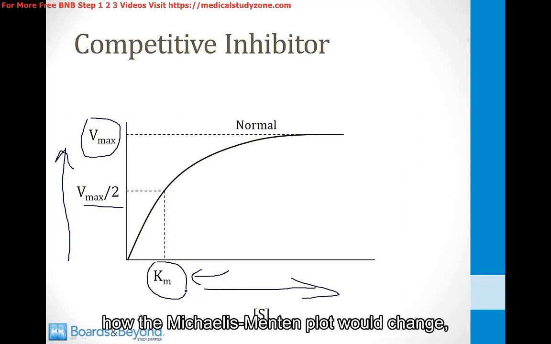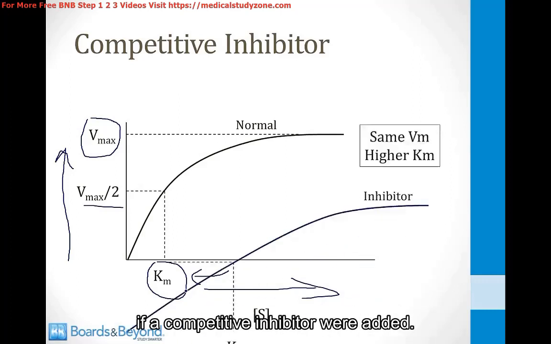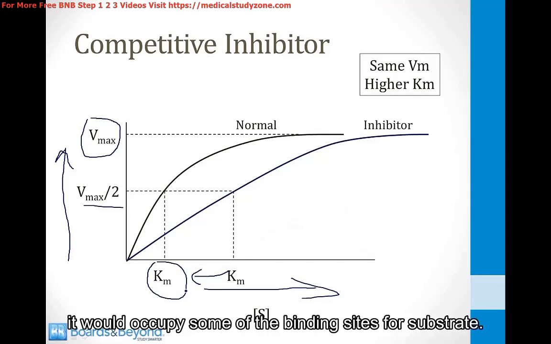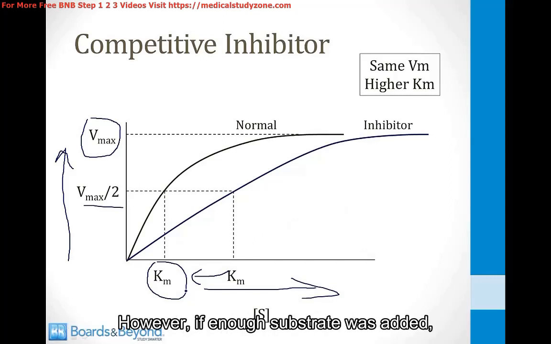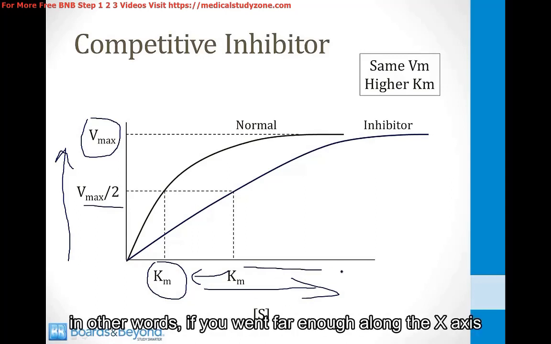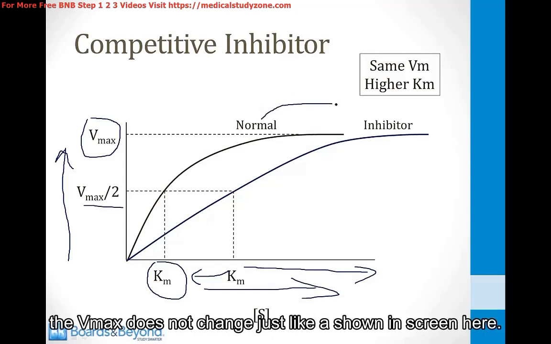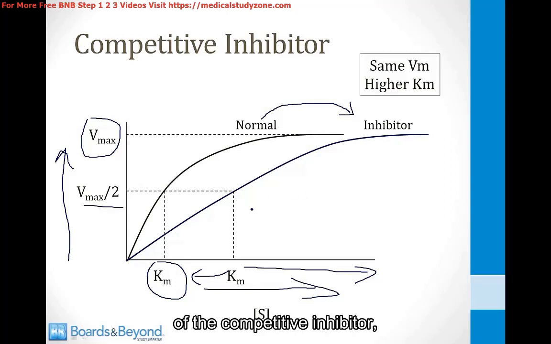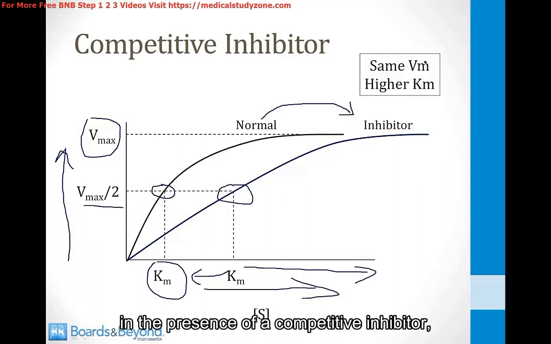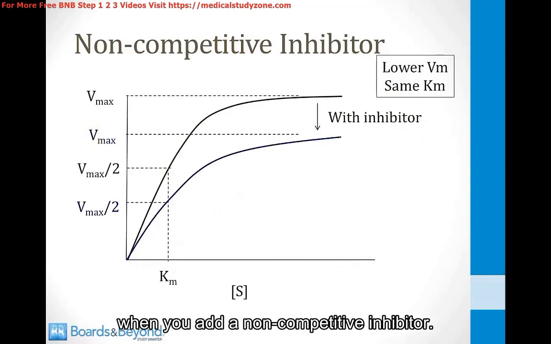So now let's talk about how the Michaelis-Menten plot would change if a competitive inhibitor were added. If a competitive inhibitor were added, it would occupy some of the binding sites for substrate. However, if enough substrate was added, in other words, if you went far enough along the x-axis to the right, you could overcome the inhibitor and still achieve the same Vmax. What this means is that when you add a competitive inhibitor, the Vmax does not change, just like I've shown on the screen here. However, because of the presence of the competitive inhibitor, the K sub m is shifted to the right, as I've shown here, going from this point on the normal curve to this point on the inhibitor curve. What that means is that in the presence of a competitive inhibitor, the Vmax remains the same, but the Km becomes higher. Now let's talk about what happens when you add a non-competitive inhibitor.